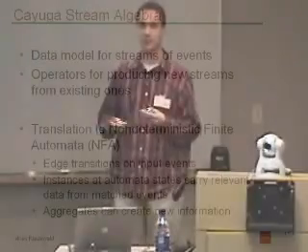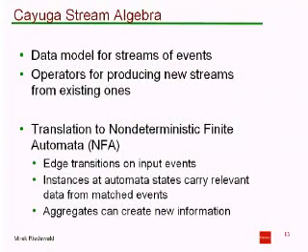So now in the remainder of the talk, I will first introduce our formal query language, which essentially is an algebra for data streams. And then I will show how we can translate algebra expressions into non-deterministic finite automata, which guarantees that they can be efficiently evaluated. Then I will talk about how we actually implement it in a system prototype, and I will show some experimental results for this prototype.